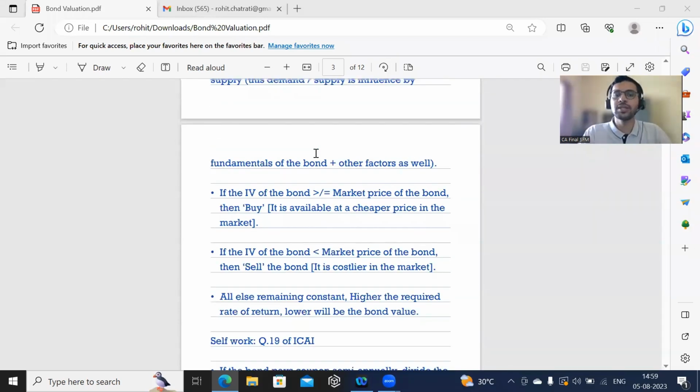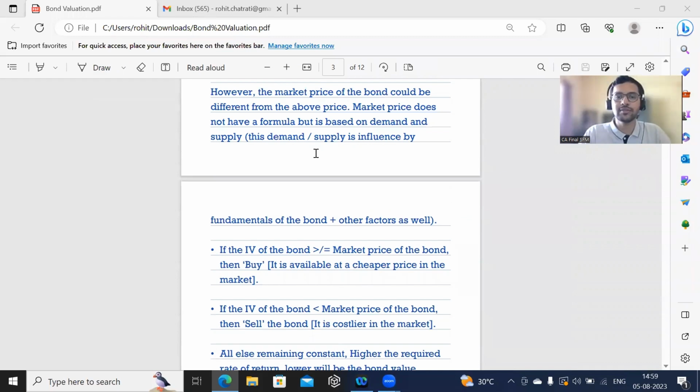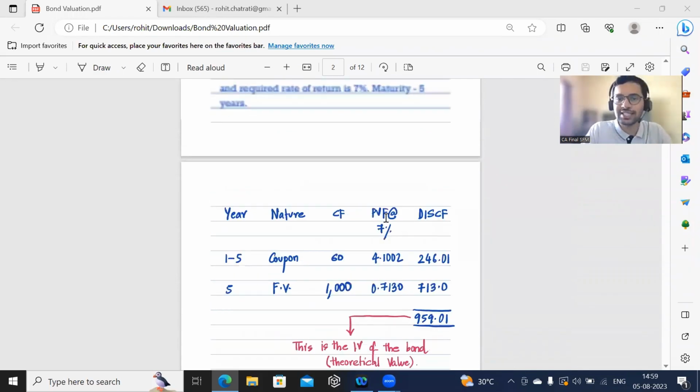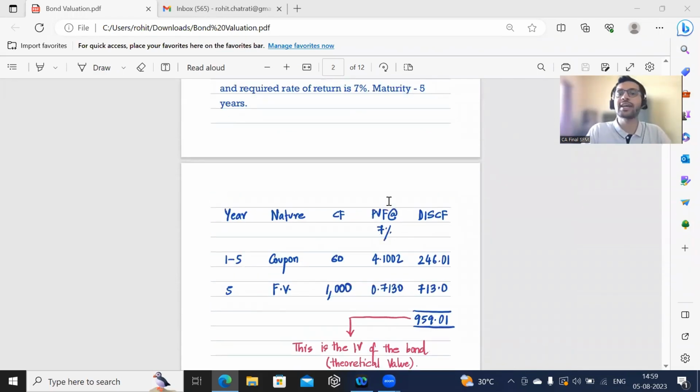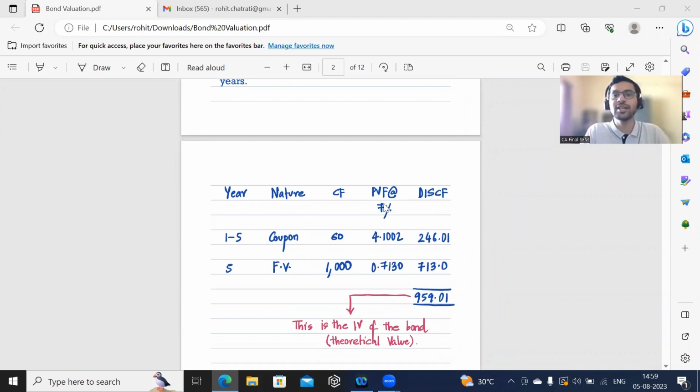Okay. Now, if you carefully look at it, if I increase the required rate of return to 10%, what will happen is this value will actually go down. Higher the required rate of return, the lower the intrinsic value of the bond.